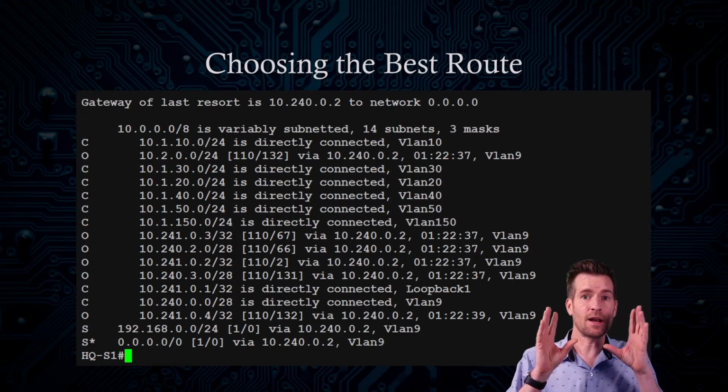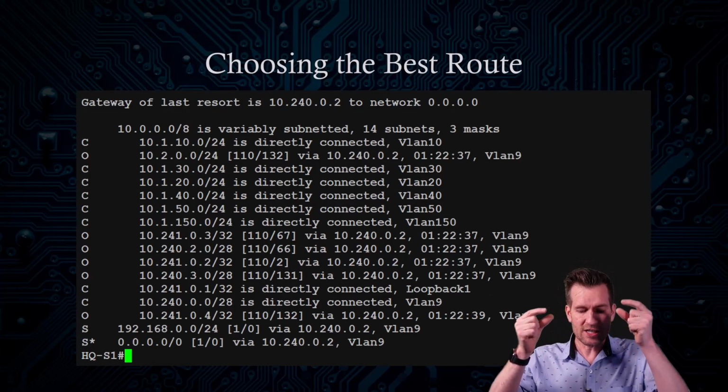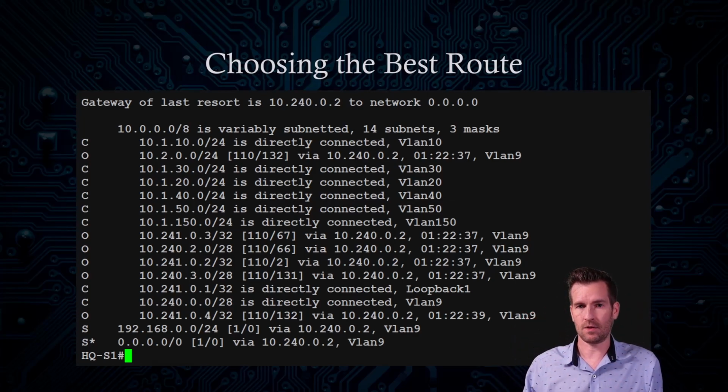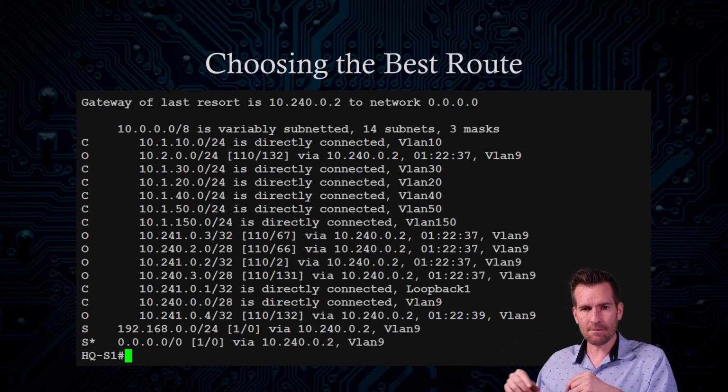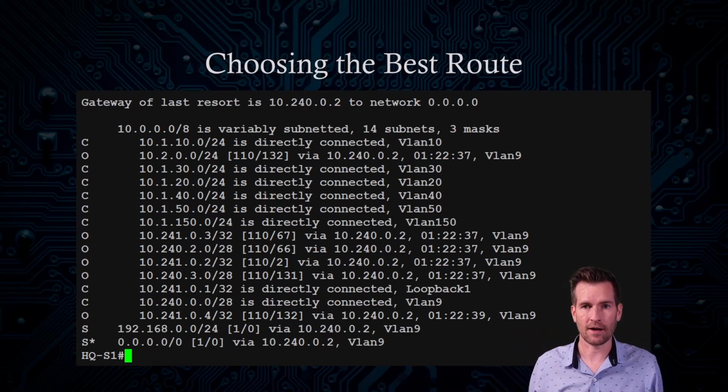So far we've talked about administrative distance and metric as a way to determine the best path to get installed on the routing table. And the routes that don't measure up, the routes that are not the best, are not going to get installed on the routing table.